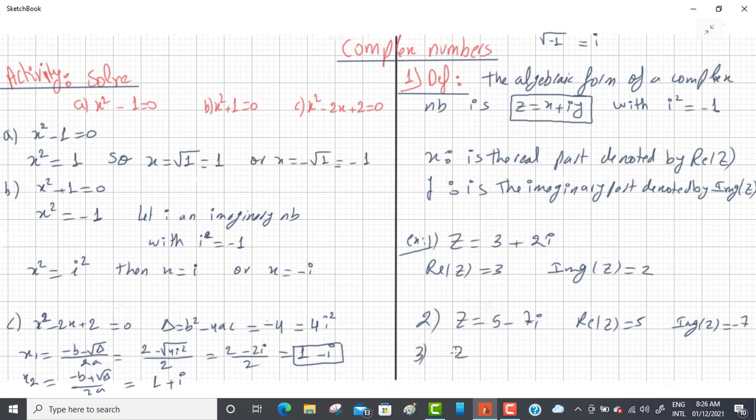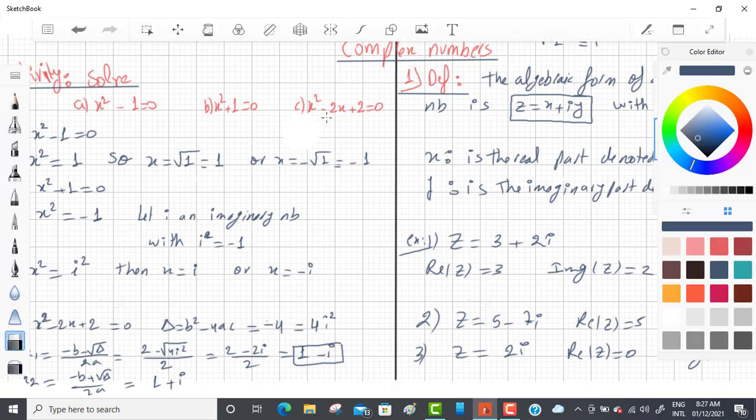Part 3, z equal 2i. This complex number is formed only of imaginary part. We are going to call it a pure imaginary number. We'll see that in a while. But you have to know that the real part of this number is equal to 0, while the imaginary part of this number is equal to 2.